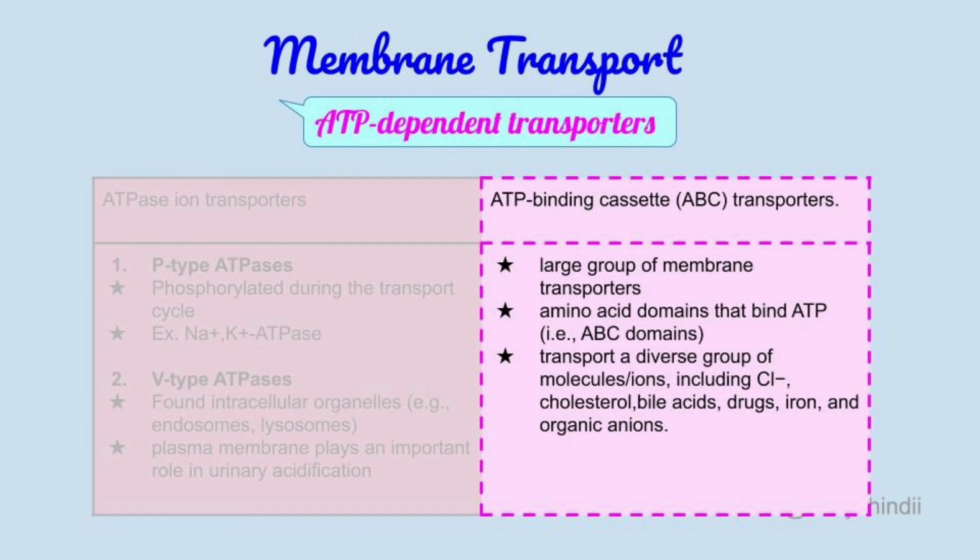V-type ATPases play an important role in urinary acidification. The next group is the ATP-binding cassette, or ABC transporters, which is a large group of membrane transporters with amino acid domains that bind ATP, like ABC domains. They transport a diverse group of molecules or ions including cholesterol, chloride, bile acid, drugs, iron, and organic anions.